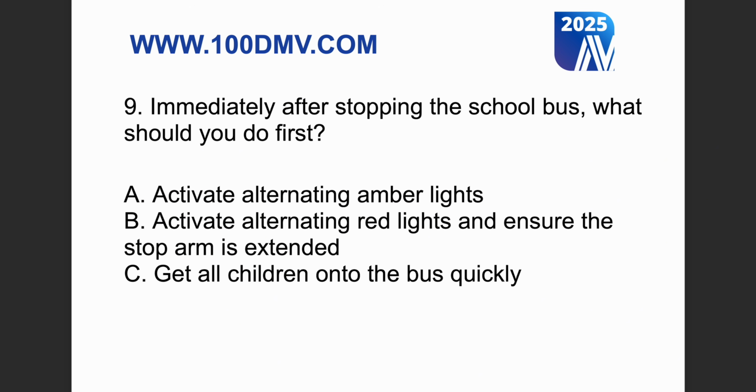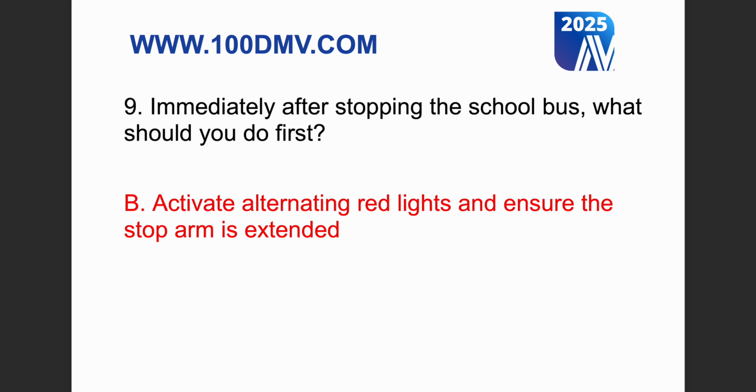9. Immediately after stopping the school bus, what should you do first? A. Activate alternating amber lights. B. Activate alternating red lights and ensure the stop arm is extended. C. Get all children onto the bus quickly. Correct answer. B. Activate alternating red lights and ensure the stop arm is extended.